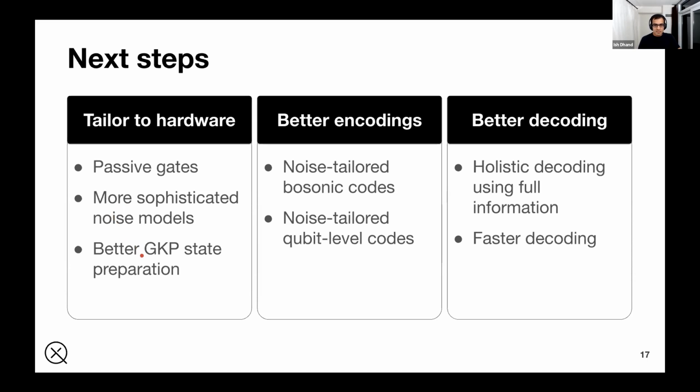We need better GKP state preparation. This is the most expensive part of the architecture, and we're working very hard on making it better. From the error correction side, we need better encodings, better decodings. So we need not only bosonic codes that are tailored to the noise, but also qubit level codes that are tailored towards the noise that comes in the bosonic qubits.